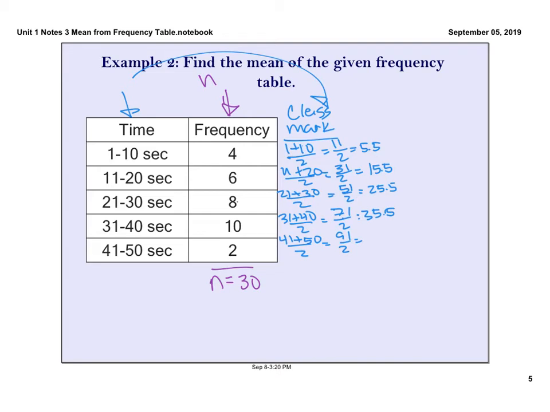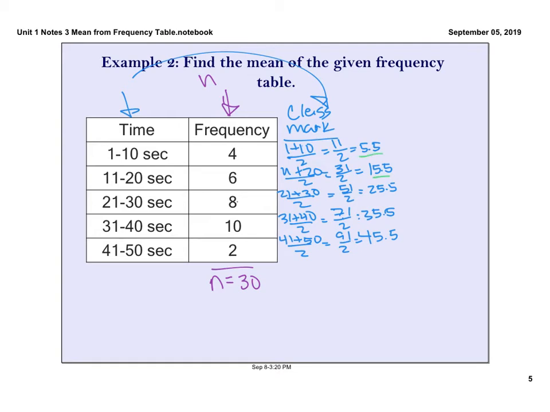Oops, I was looking for the undo. There's got to be an undo somewhere. There it is. Keep going. 45.5. Okay, so here's my class marks. My class marks are listed right here.